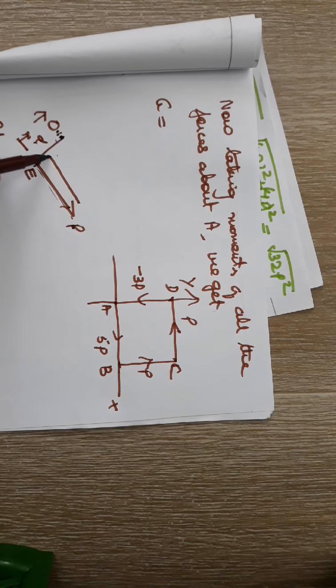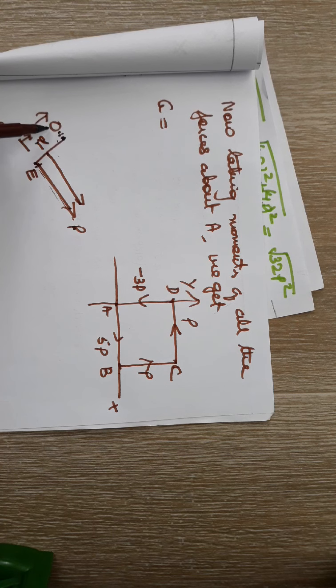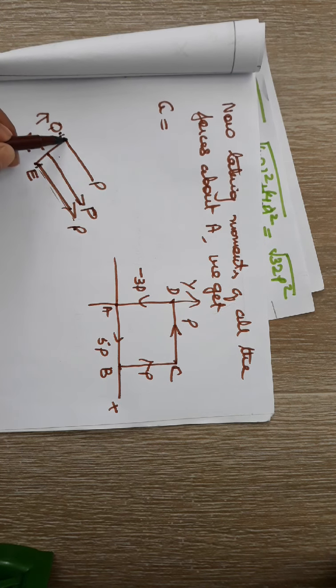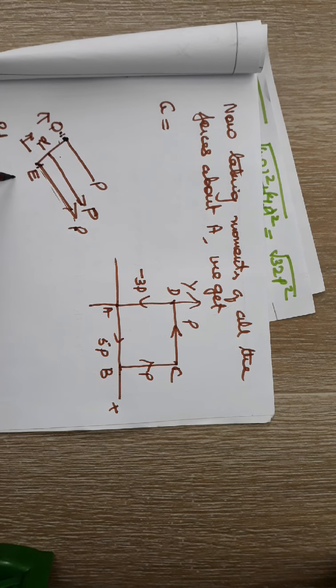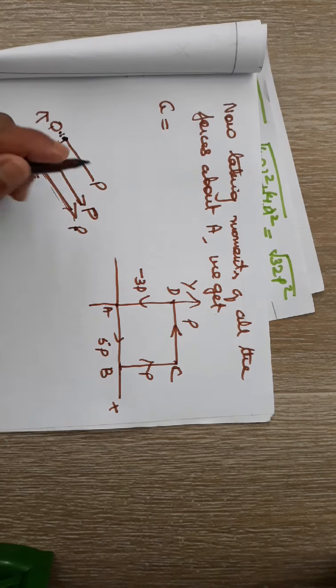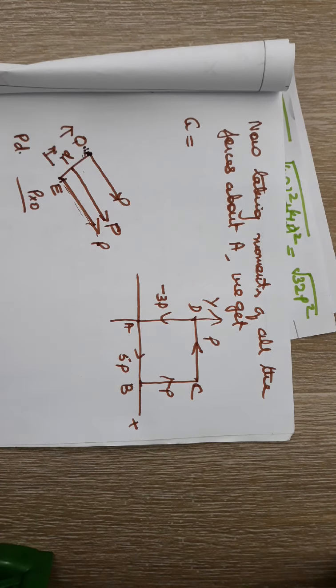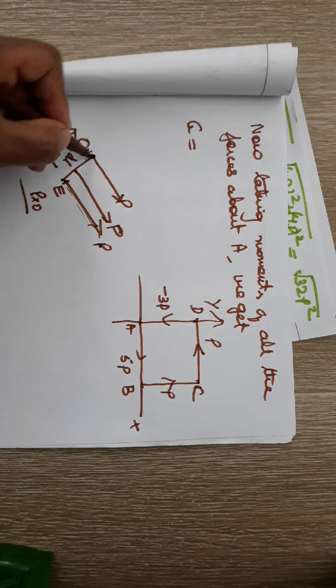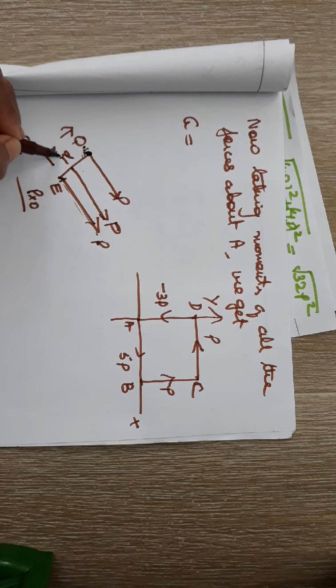Now if the force becomes nearer, this distance will also become smaller. If this force P is passing through this point O itself, the distance will become 0. So in that case, the moment of this force P about this point O will be equal to 0, because it is the product of the force and its perpendicular distance. Since it is passing through O, D now becomes 0.